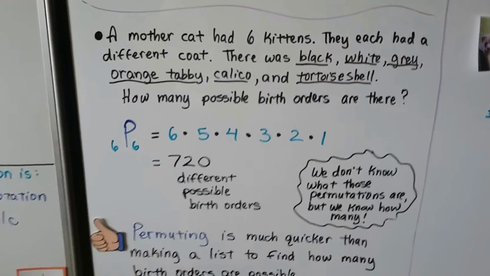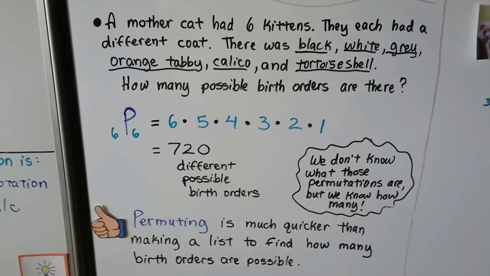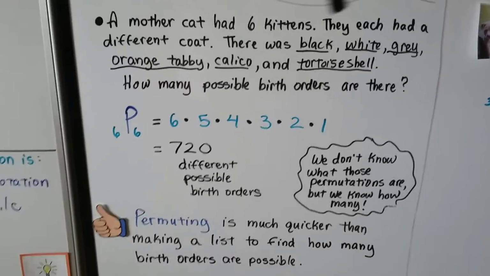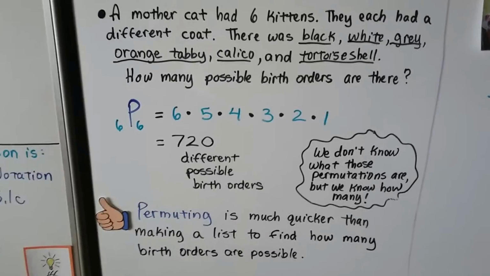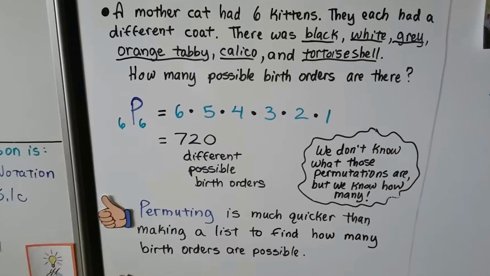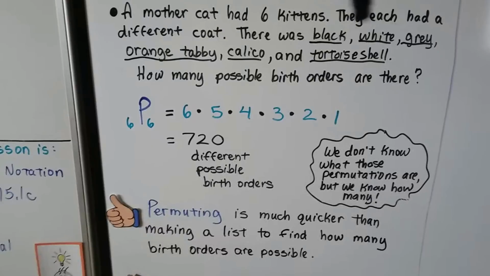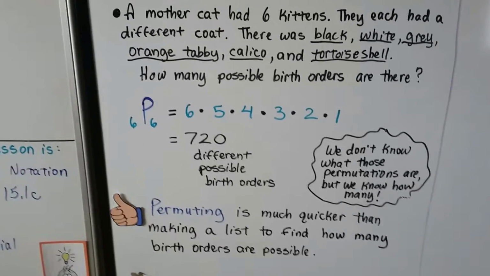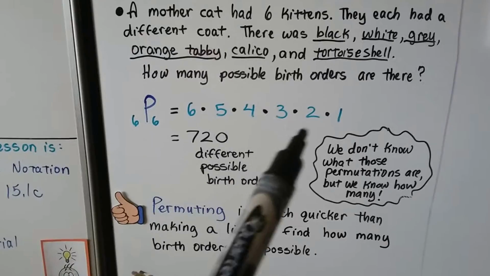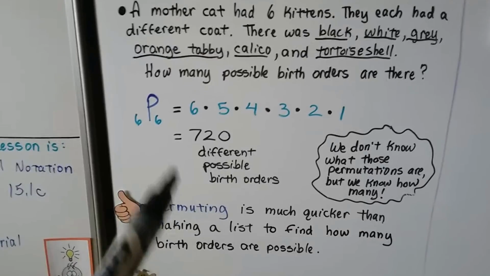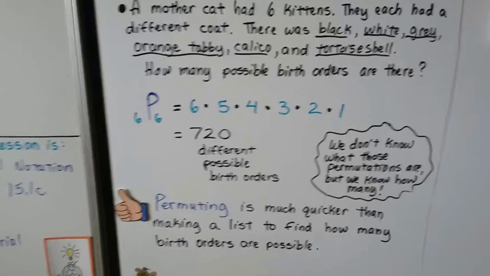Here's another example. A mother cat has 6 kittens, and they each had a different coat. There was a black, white, gray, orange tabby, calico, and tortoise shell. How many possible birth orders are there? Were they born in the order that I wrote them, or what other orders could there have been? There's 6 kittens, so we do 6 times 5 times 4 times 3 times 2 times 1. That tells us there's 720 different possible birth orders for these kittens.